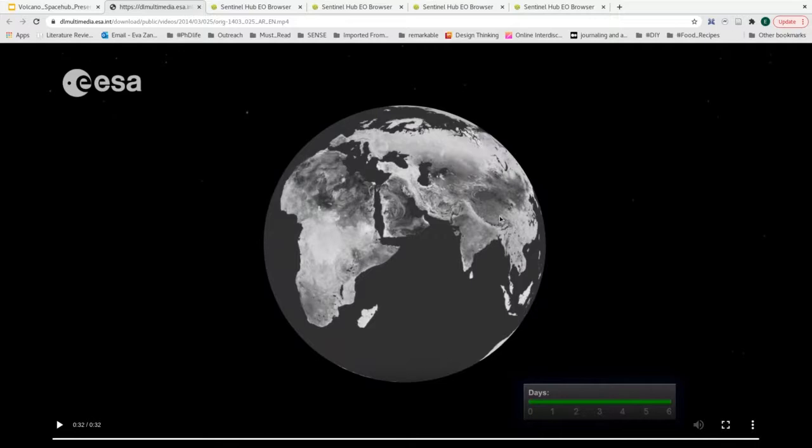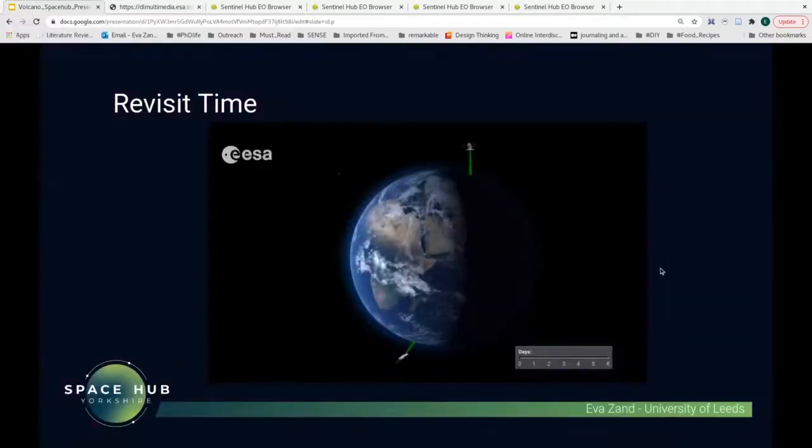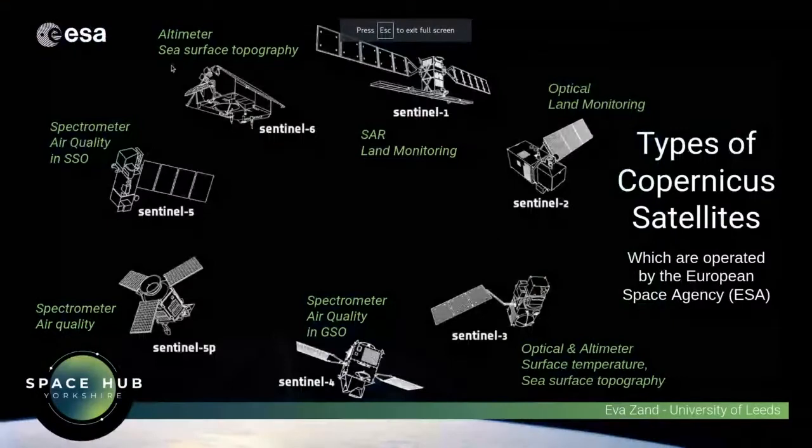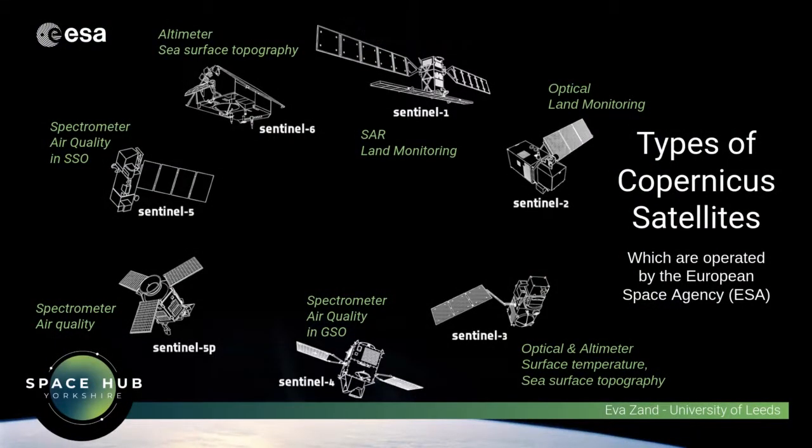But since there are 2 satellites, we can actually see imagery of one specific location after 6 days, which is really exciting. So those are those Copernicus satellites I was just mentioning.